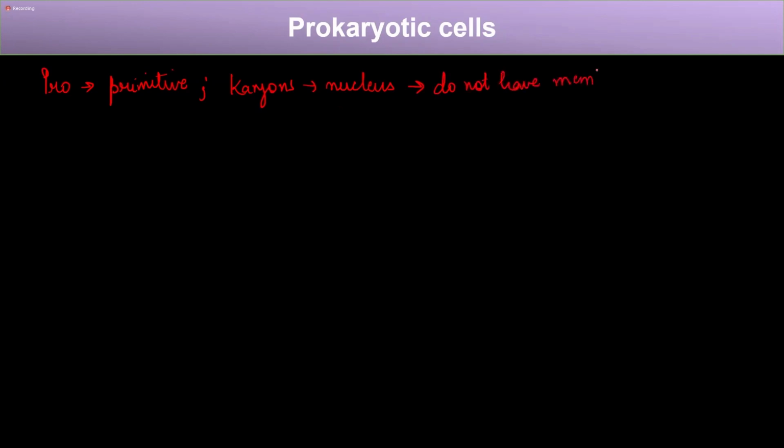So what is a prokaryotic cell? As we have already discussed, it consists of two terms: pro, which means primitive, and karyotic, which is derived from the word karyon, meaning nucleus. So a prokaryotic cell is one which has a primitive nucleus, or does not have a membrane bound nucleus.